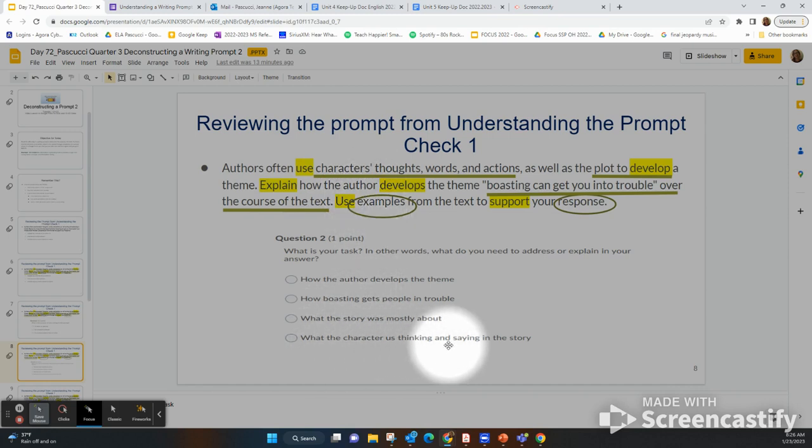All right, what the character is thinking and saying in the story. Well, first of all, that's not right. It's not really saying anything about that. It's not asking us what they're saying. So it is indeed going to be how the author develops the theme.